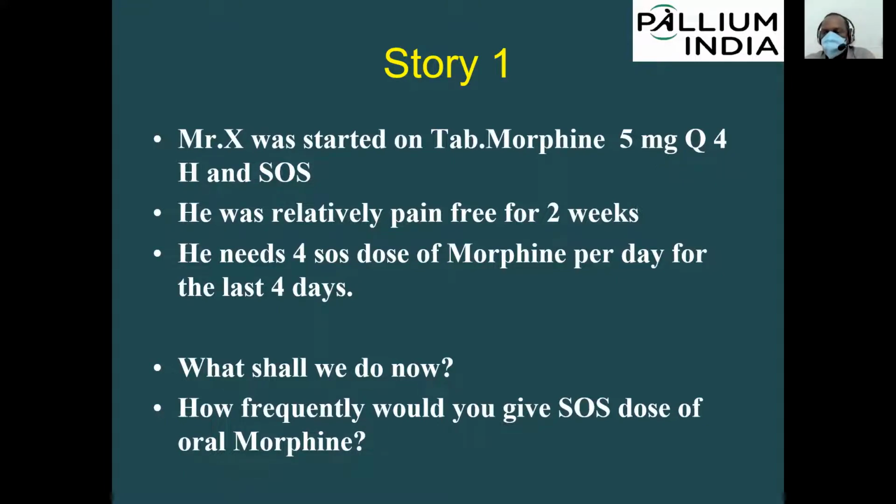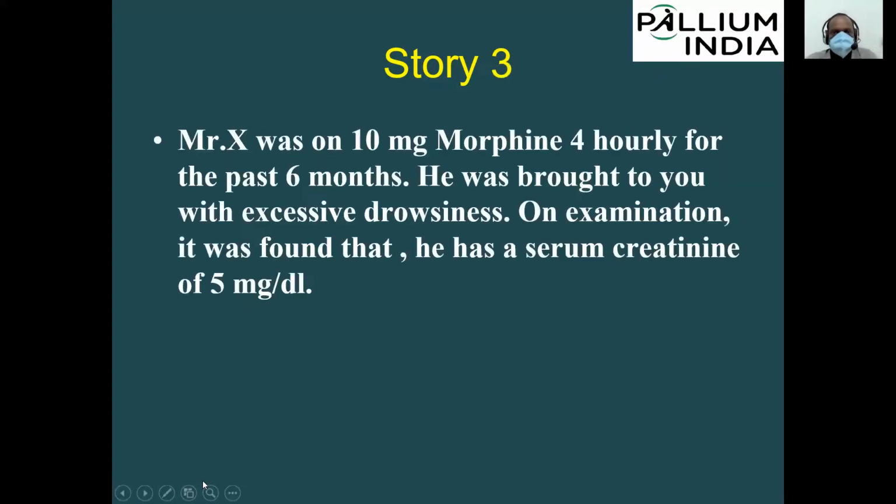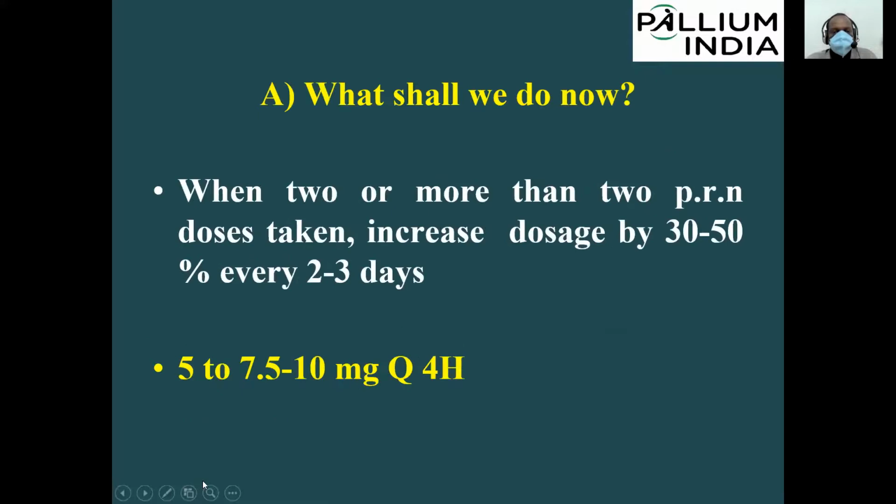Okay. So what is the indication to increase the dose of morphine? The indication is if the patient is taking 2 or more SOS doses. PRN is same as SOS dose. When the patient is taking 2 or more SOS doses, you have to increase the dose of morphine by 30 to 50%. So this patient is taking 4 SOS doses. That means we have to increase the dose by 30 to 50%.